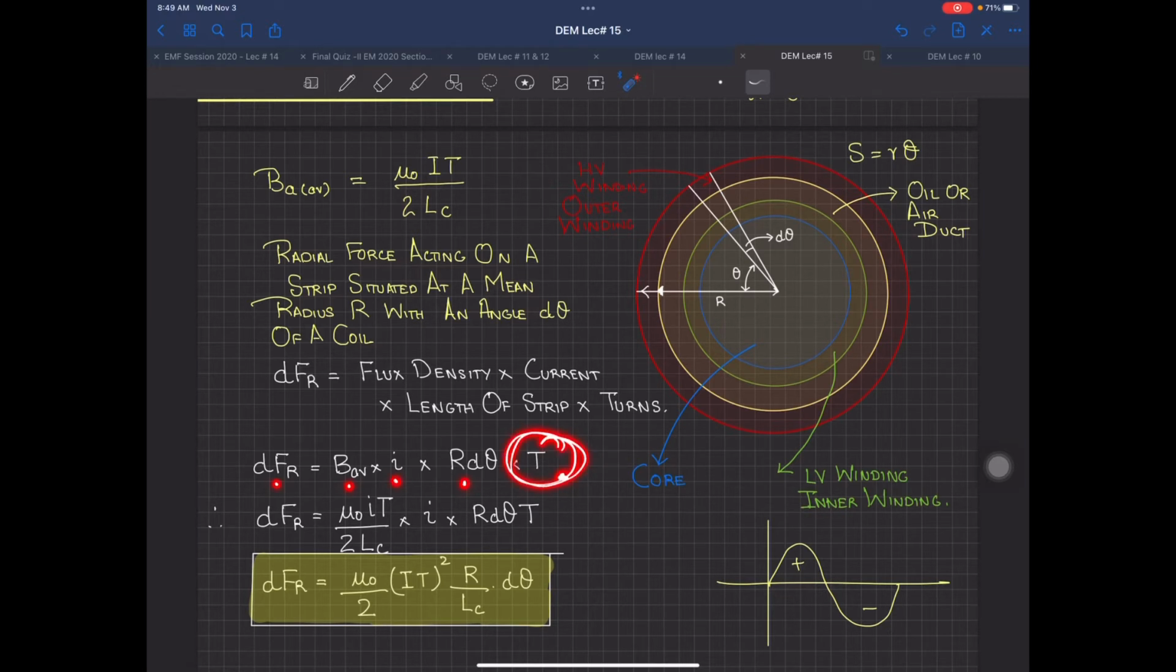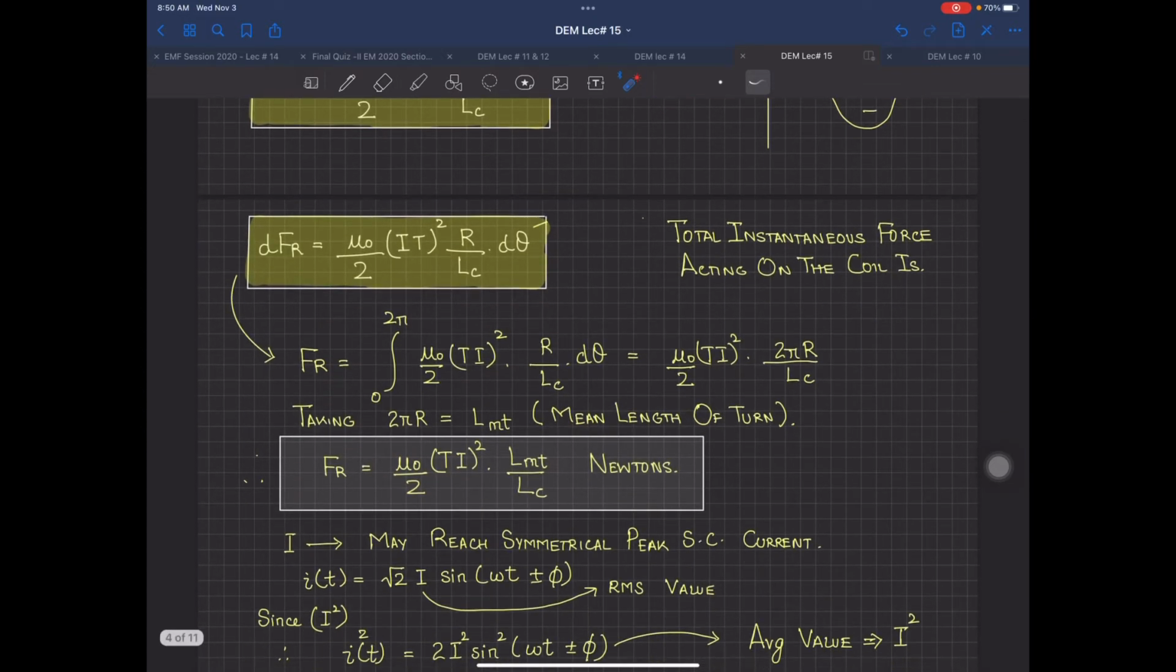So this dFR is going to be equal to mu naught I T divided by 2 L_C multiplied by, I am putting this formula over here, I into R d theta T. So now my dFR becomes equal to mu naught divided by 2, I T squared. You can change it to N over there because this one is taking N, this one is taking T. So it's totally up to you. R divided by L_C d theta. Now I have to integrate this dFR from 0 to 360 or since this is going to be in radians, 2 pi.